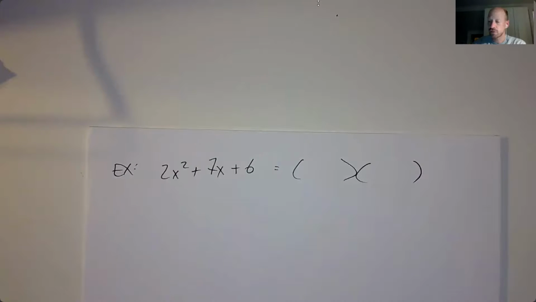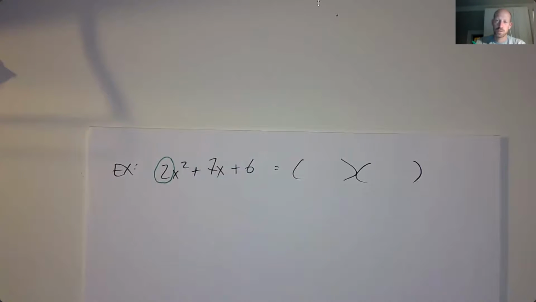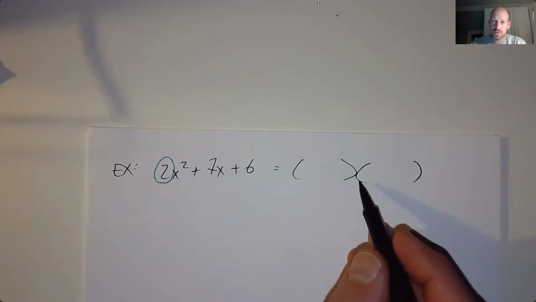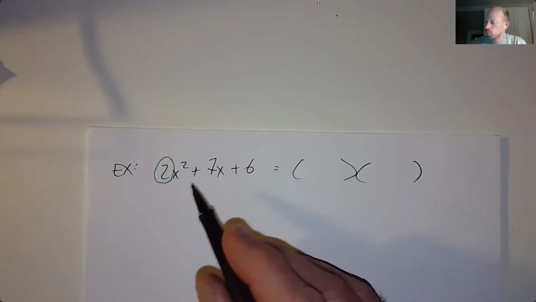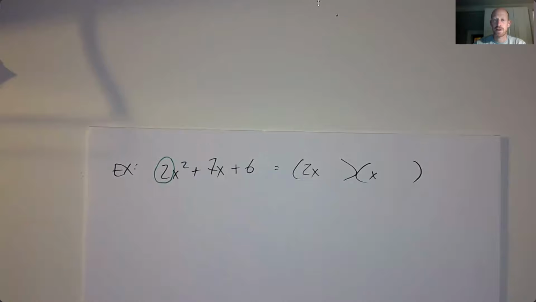The difference, and it turns out it is a significant difference, is this 2 on the front. Because of that 2 on the front, my values here and here are not just x, but one of them has to be a 2x and an x. That's the product that's going to give me the 2x squared.